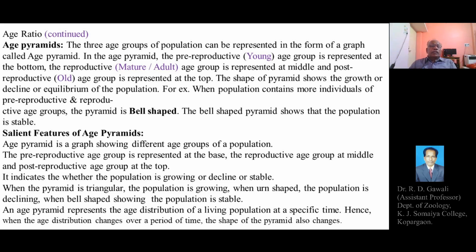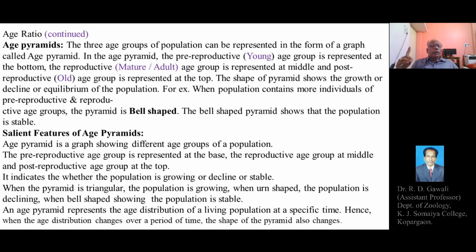It indicates whether the population is growing, declining or stable. We are going to study and explain three different types of age pyramids indicating different conditions or situations in a population.